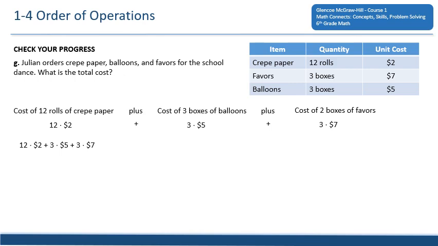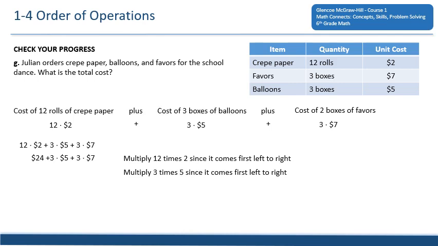PEMDAS: there are no parentheses, there are no exponents, there is multiplication, so we're going to do that. There are 3, and we're going to do them in order from left to right. So 12 times 2 is 24, plus 3 times 5, plus 3 times 7. Multiply 3 times 5 since it comes first left to right: 24 plus 15 plus 3 times 7.